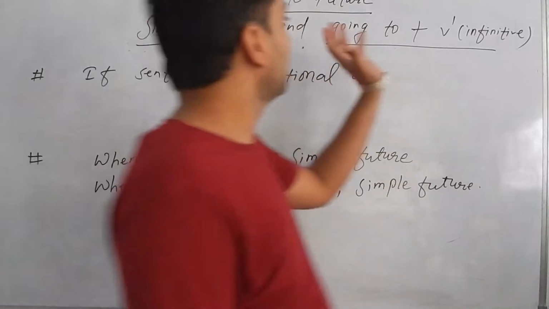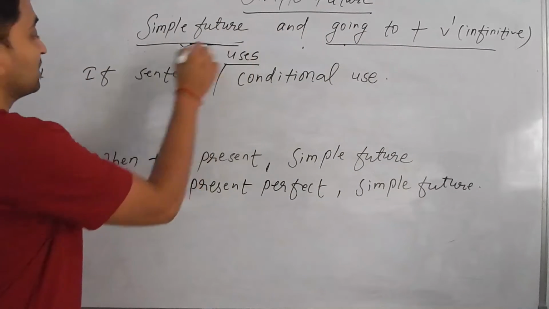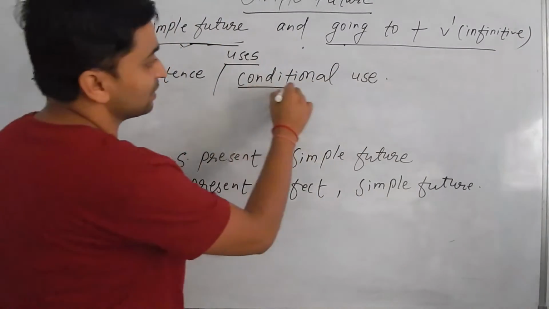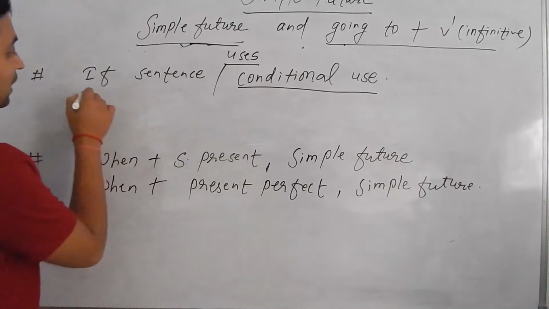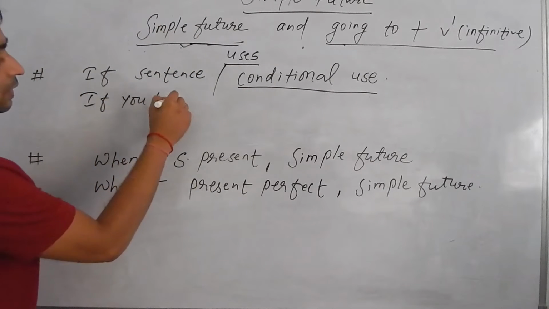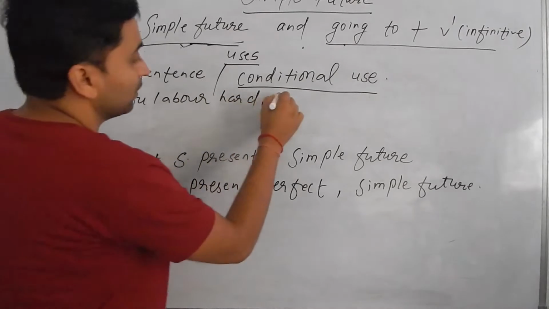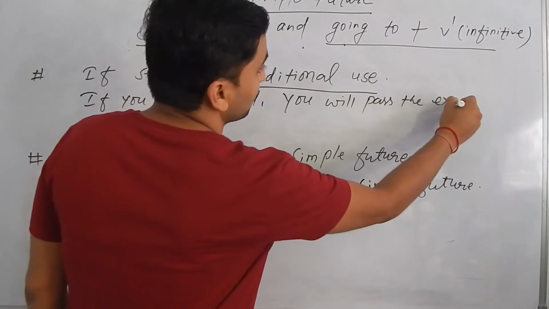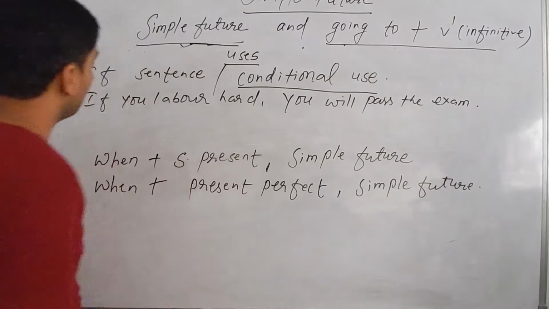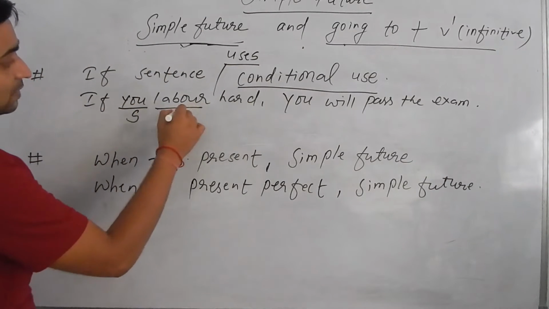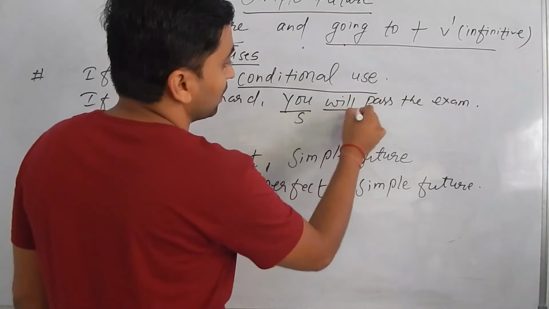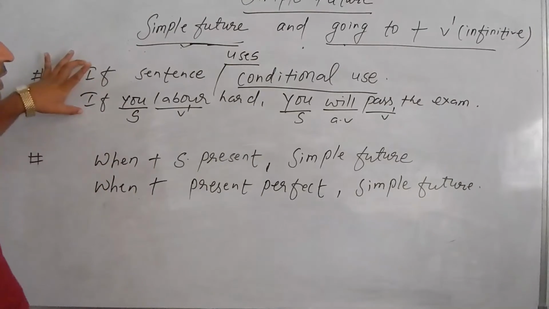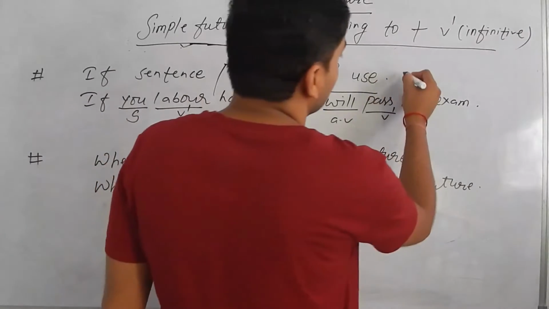So we are talking about the uses of simple future tense. The second use is what? Simple future tense is used in an if sentence. I mean, it has a conditional use also. Like, if you labor hard, you will pass the exam. So here you can see how it is used: subject plus V1, and here subject plus will plus V1. So it is used in an if sentence also, in a conditional sentence also.